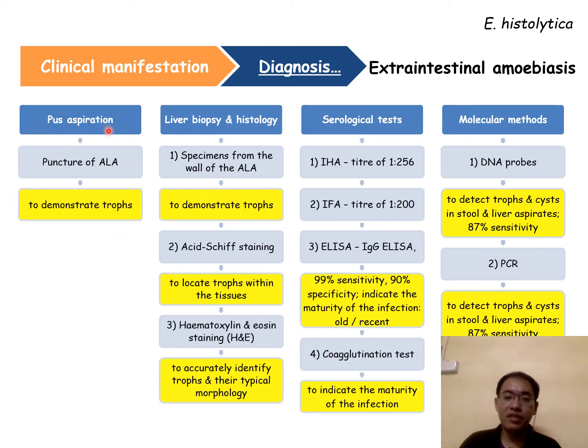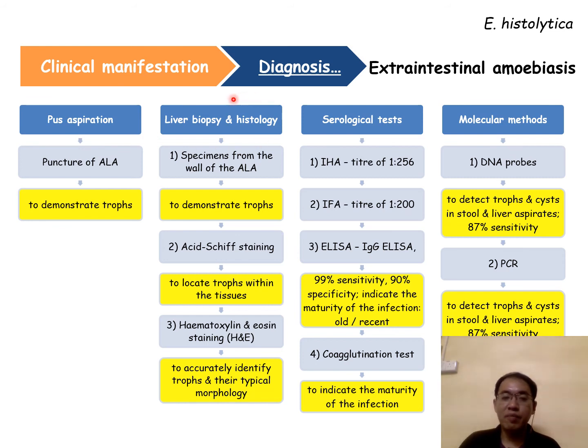Okay, for the diagnosis of extraintestinal amoebiasis, the most commonly reported cases would be amoebic liver abscess. For an abscess, we can use fine needle aspiration to aspirate the pus in the center of the abscess. And then the liquefied pus enables us to check for the trophozoite under microscopes.